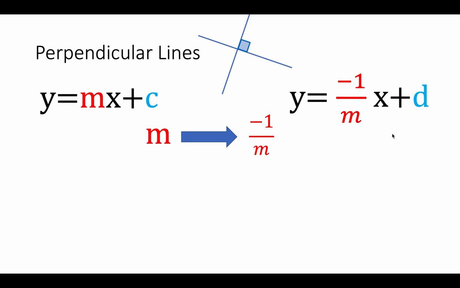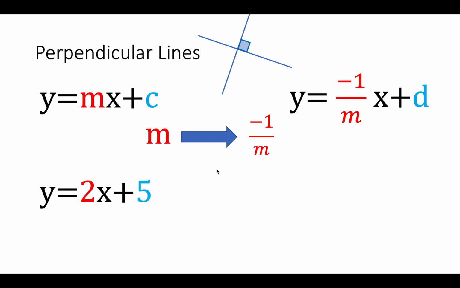You don't really need to remember it in this form, it's just so I can show you what it might look like. The important thing to remember is this: you start with the original gradient and do minus 1 divided by it, and it gets you the new gradient, which is perpendicular. The number you add on the end does not affect it. Any number that's added on would still be perpendicular.